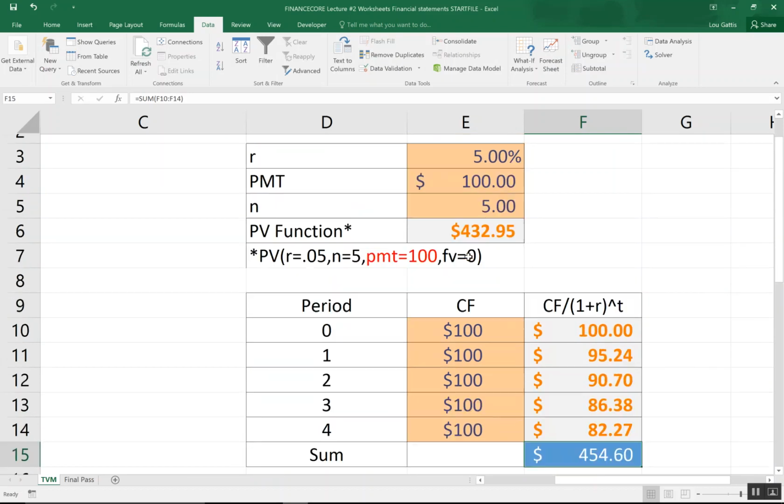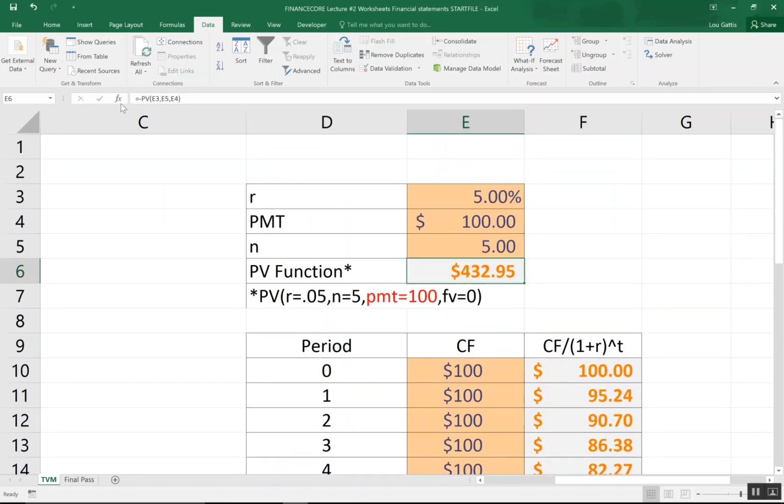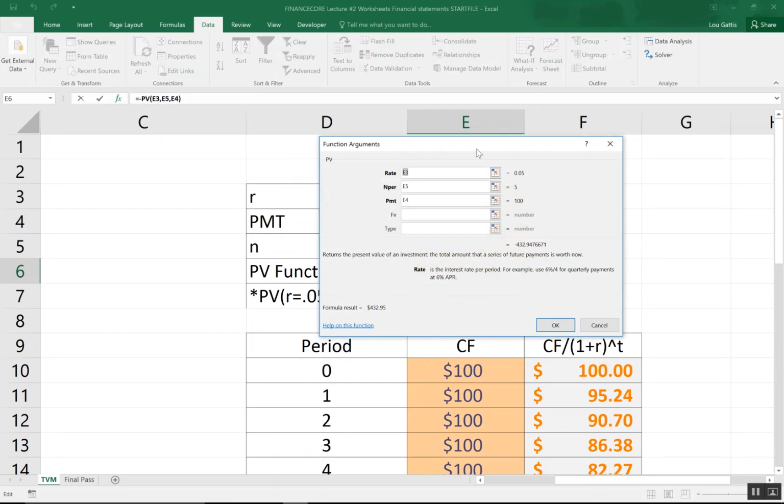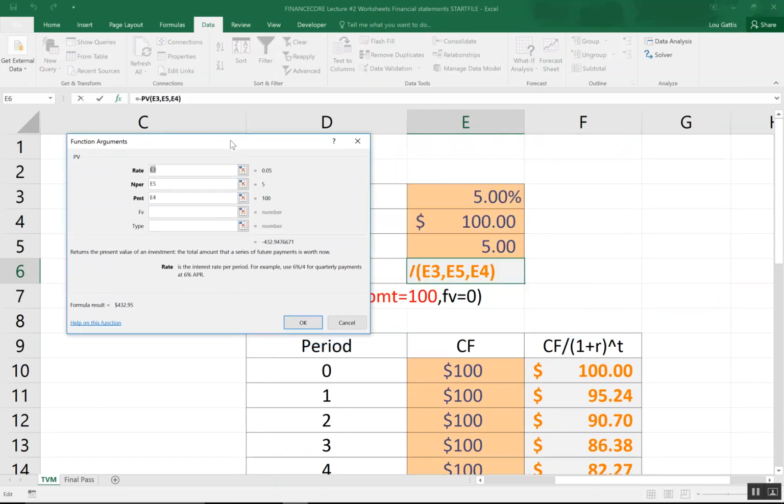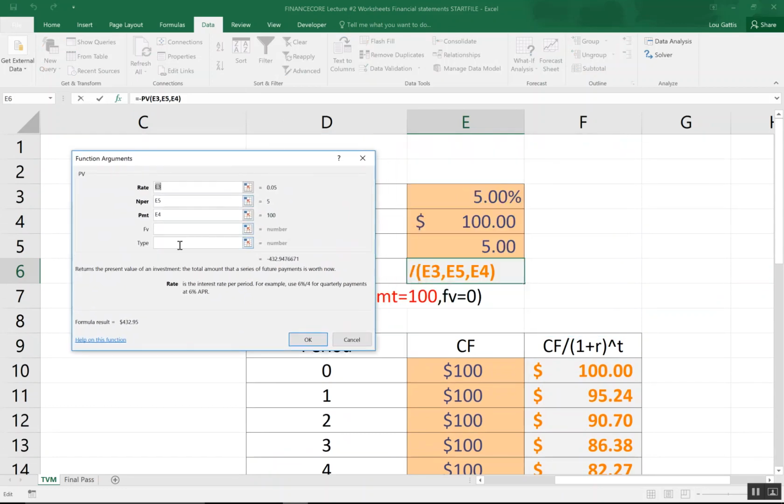Now let's go back to the function, how I get the function to do that. So I'm going to click on the function. It's going to bring up this little argument box here. And here where it says type, notice it says: payment at the beginning of the period is 1, payment at the end of the period is 0 or omitted. So if you don't put anything, it assumes the first cash flow is received at the end of the year.